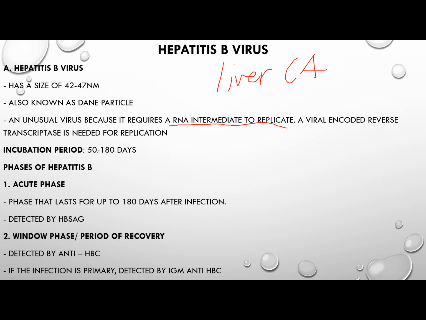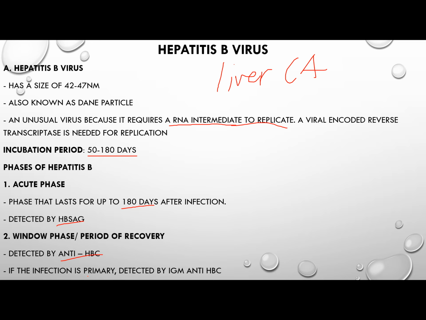So it has an incubation class of 50 to 180 days, and it has different phases. So the first phase is your acute phase. So your acute phase class is like your incubation period. This is a phase that would last for up to 100 days after infection and is detected by HBsAg. Then we have your window phase or your period of recovery, detected by anti-HBc.